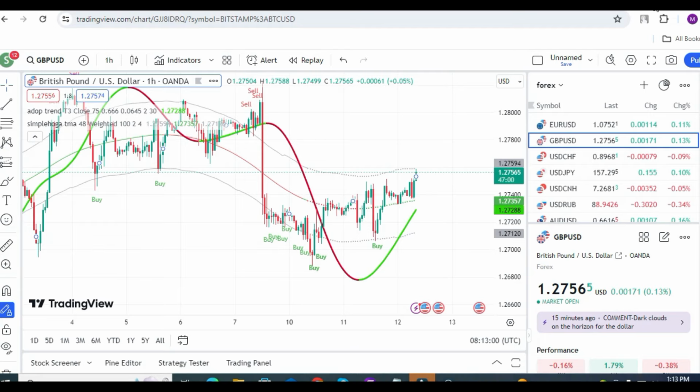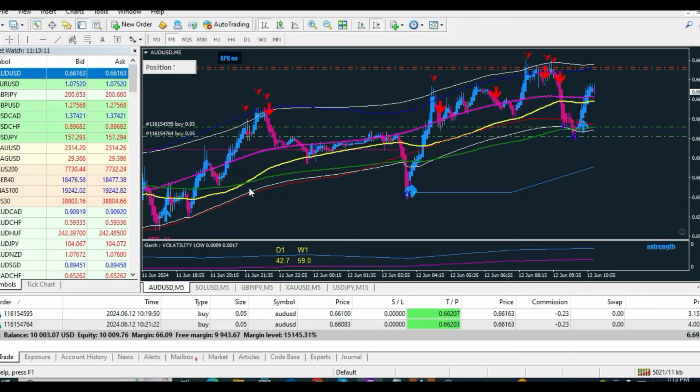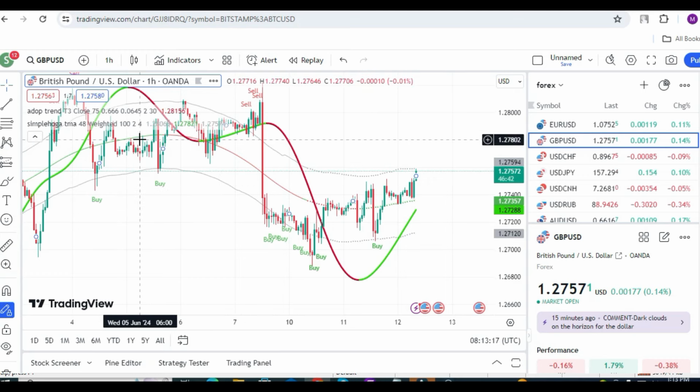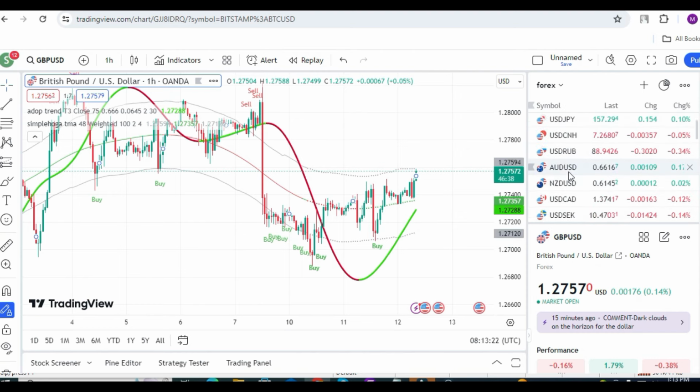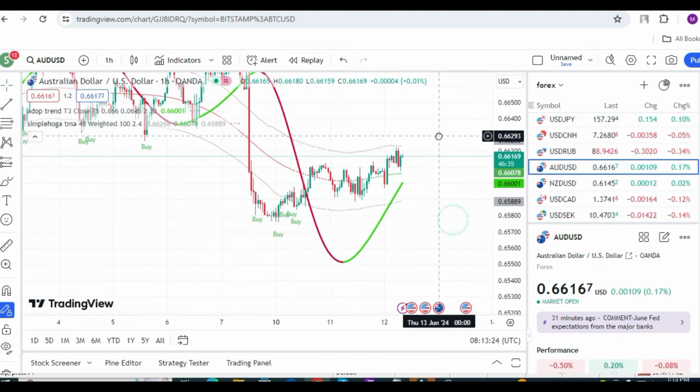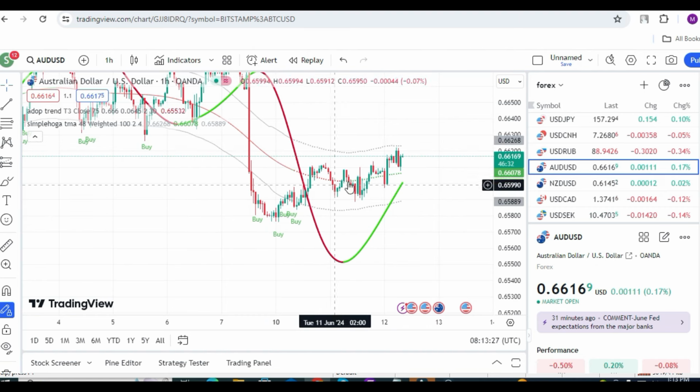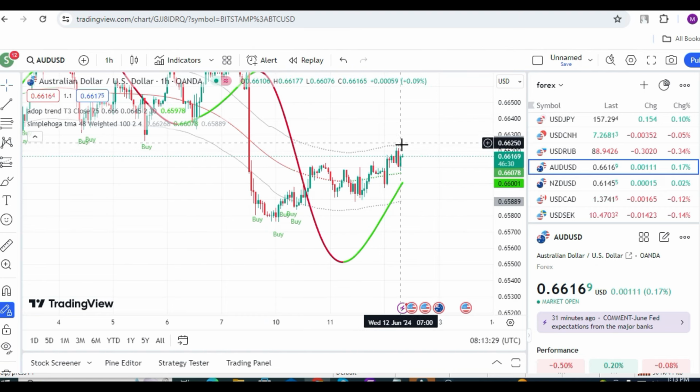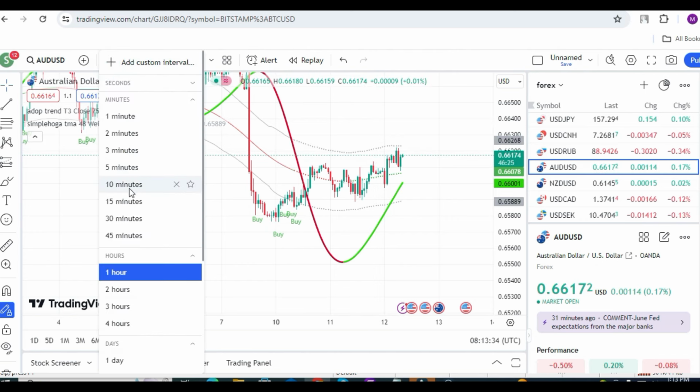Okay, so we are almost ready to book my profit here in GBPUSD, and here you can see AUDUSD. So MT4 and my TradingView are different. It's not AUDUSD. Let me show you results in AUDUSD. You can see there you can go for the buy position, and we are almost ready to book my buy profit. We are using the 1 hour time frame. We need to use the 5 minute time frame.